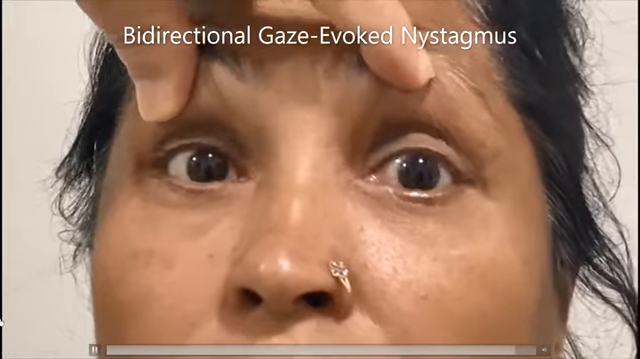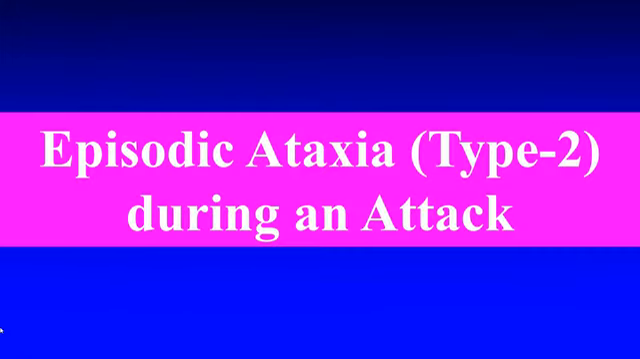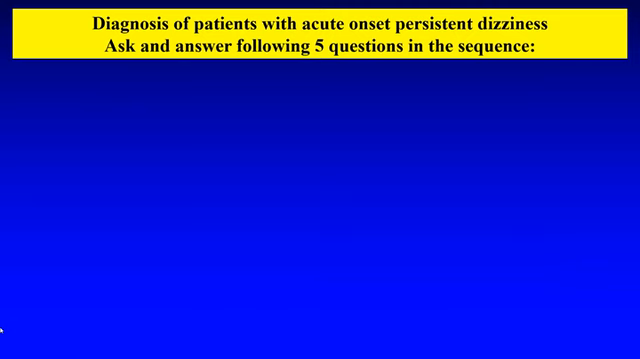The daughter was treated with acetazolamide and she responded dramatically. Diagnosis: episodic ataxia type 2. Diagnosis of patients with acute onset persistent dizziness. Ask and answer 5 questions in sequence.